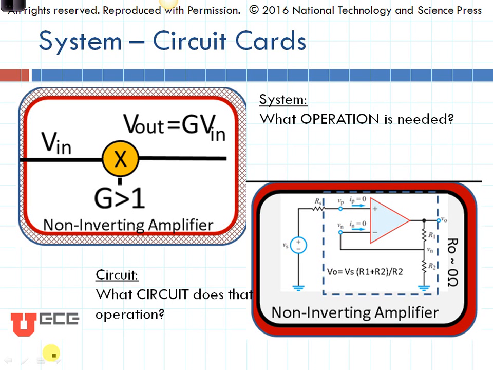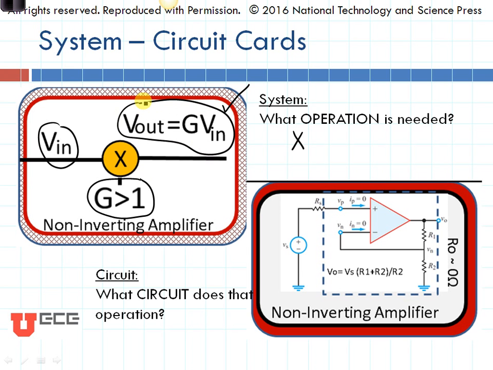To do this, I've developed a set of system and circuit design cards. One side of the card is the system side. That tells us what operation is needed. In this case, we would have a multiplier. That's a non-inverting amplifier where our input voltage is multiplied by some number greater than 1 to give us the output voltage, right here. On the other side of the card is the circuit side. This is the part that you would actually build. The part that is shown on the front is the area that's within this blue dashed line here, and that shows you the design for a non-inverting amplifier.